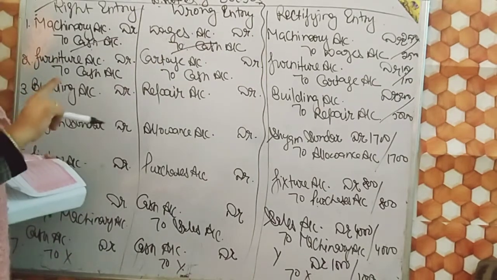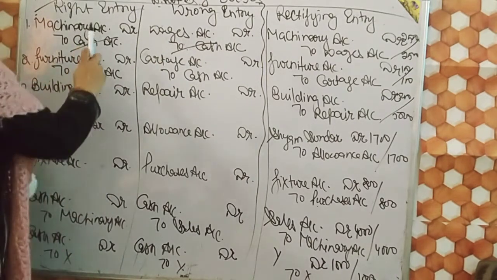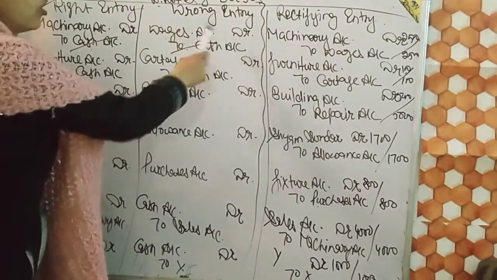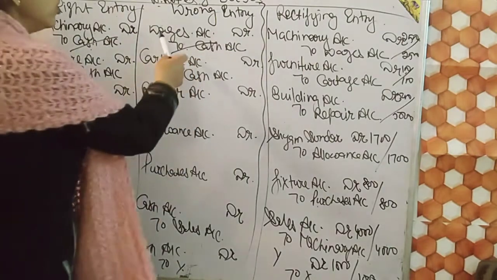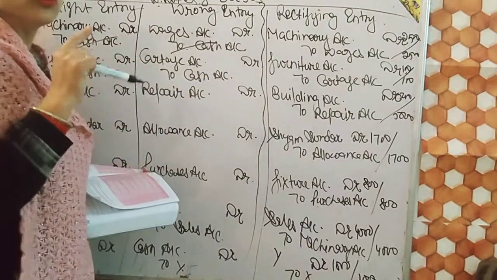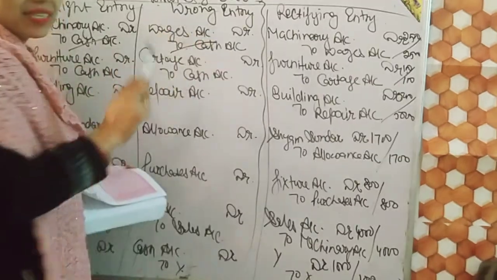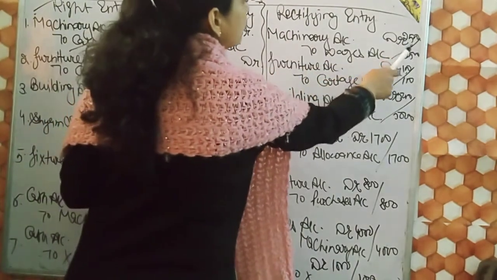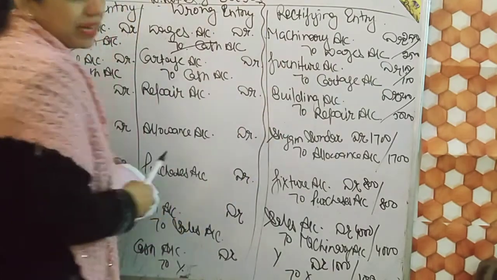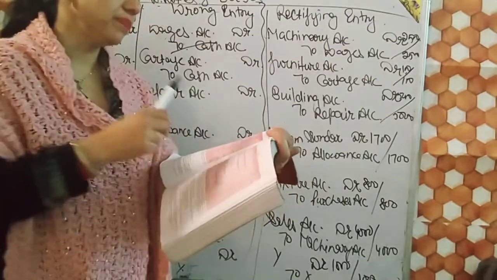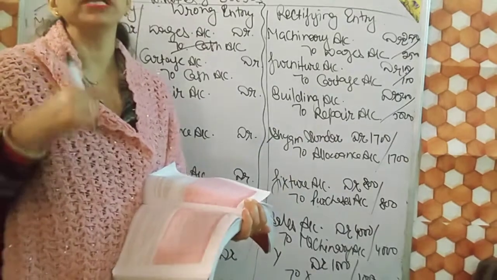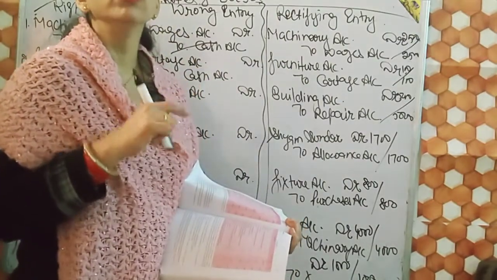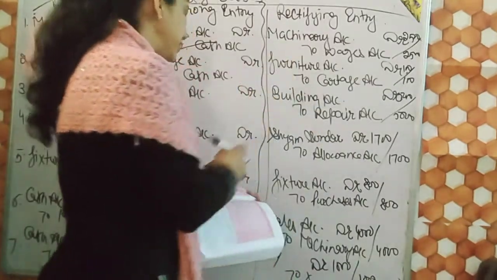So how will you do the rectifying entry? The right entry will be on the right side. Machinery account should be debited. The wrong entry will be on the opposite side. By mistake we debited wages, so it should be credited because wages is excess debit. So machinery account debit to wages account with 2500. This is our rectifying entry. Don't forget to write the narration: amount wrongly debited to wages account, now rectified.